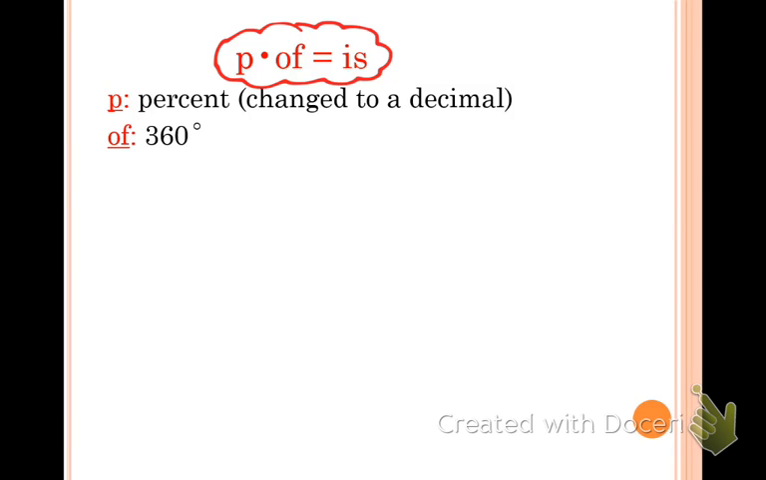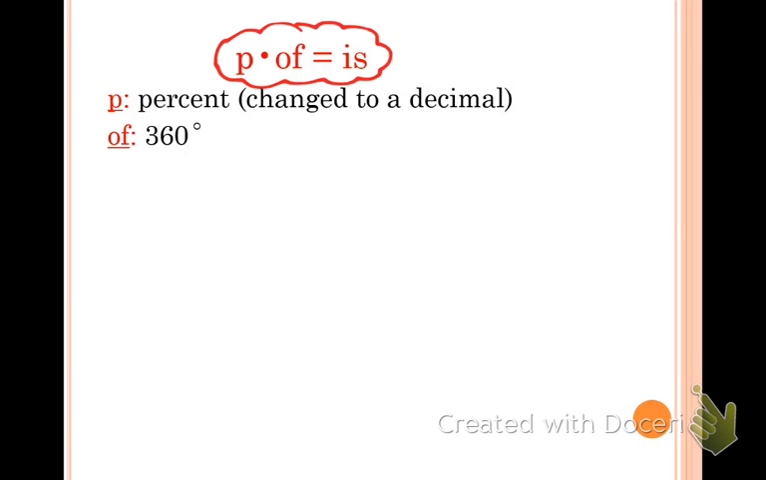Have you guys seen this formula before? Yes, P times of equals is. This is going to be something that we are going to use when trying to find angles of a circle. P, what does the P stand for? Percent. Just like we did on the things that we took our test over yesterday, you always change the percent to a decimal. Now, here's the thing. For us, is was the part and of was the total.